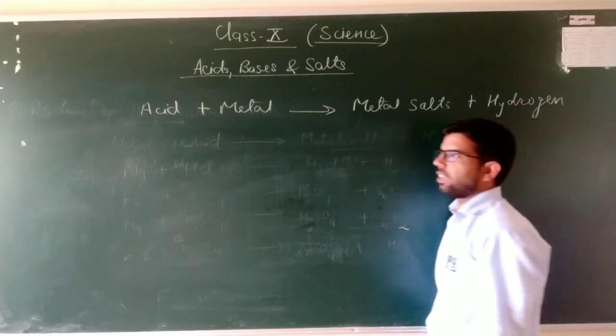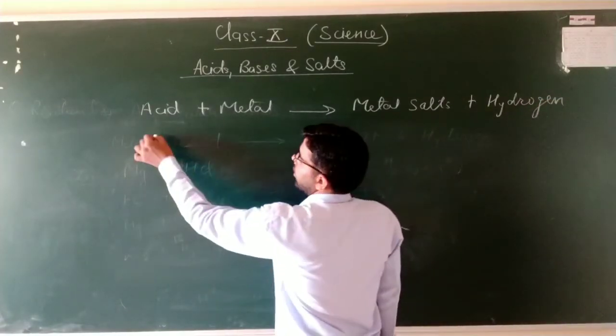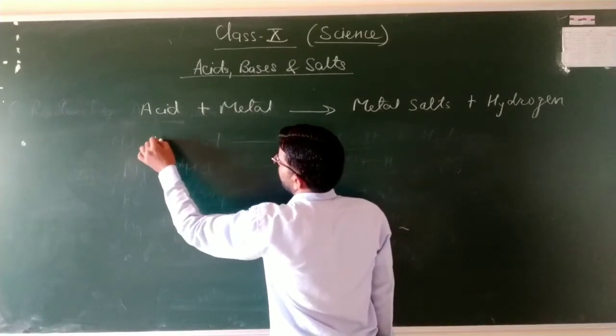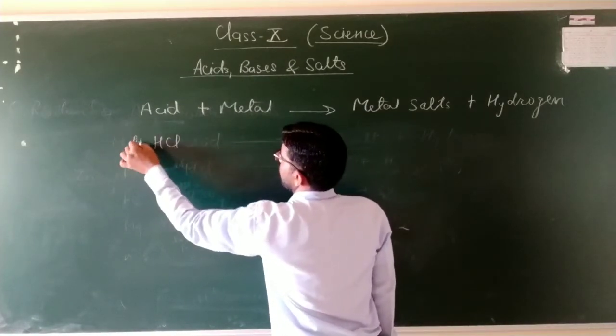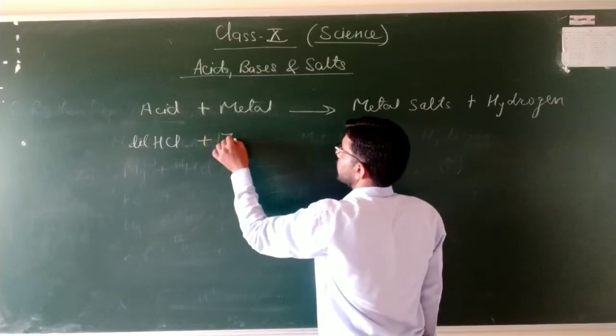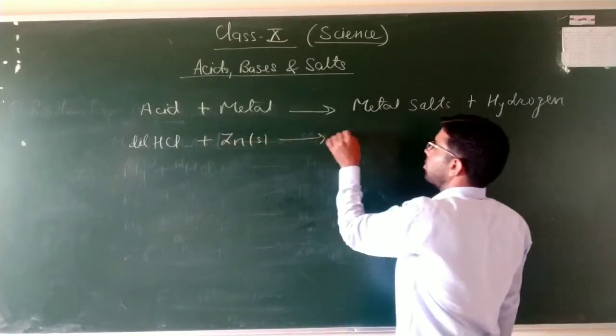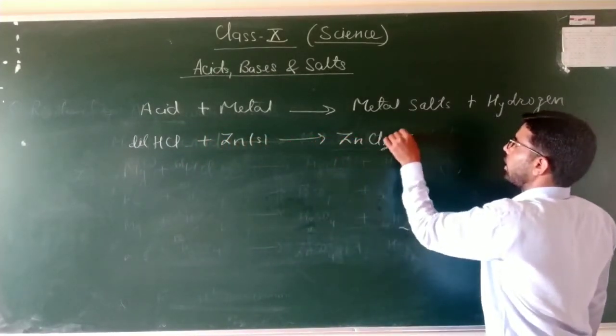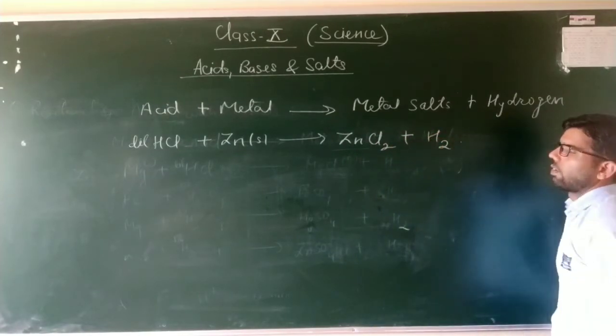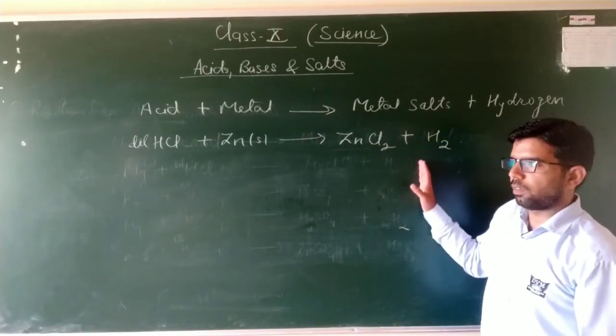And there we have discussed one activity, when hydrochloric acid reacts with zinc granules, it forms zinc chloride and hydrogen gas is released. We have seen the activity for this equation.